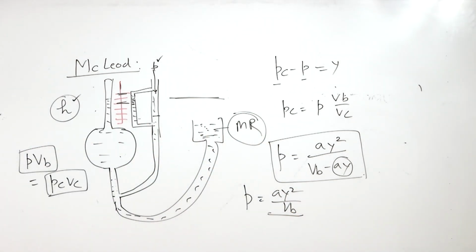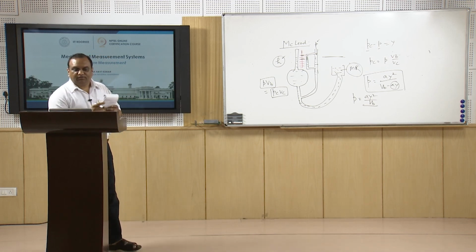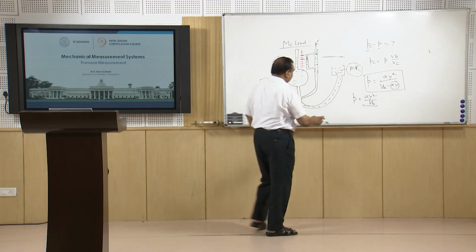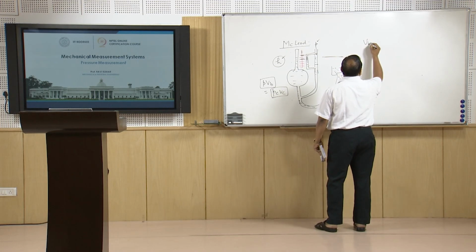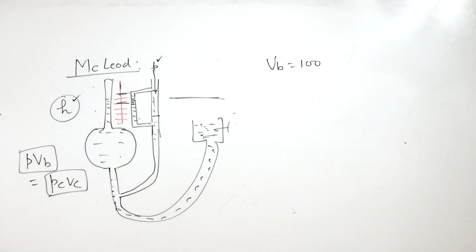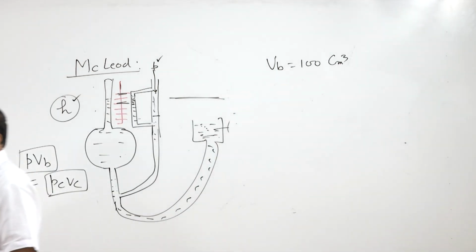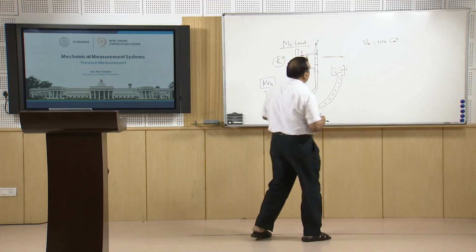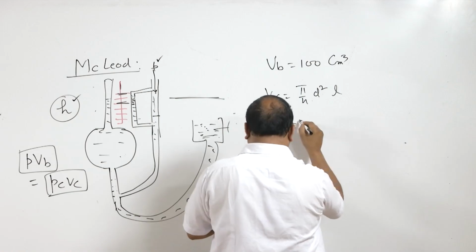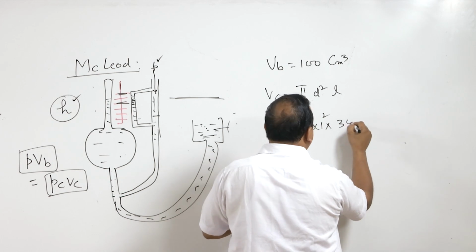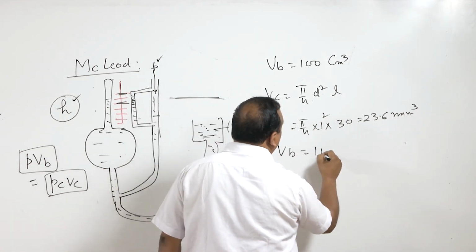Now to have a clear understanding of pressure measurement by the McLeod gauge, let us try to solve this numerical, which states that a McLeod gauge has a bulb volume VB of 100 centimeter cube. If a reading of 30 mm is there, then the volume of the capillary is pi by 4 d square L, which is pi by 4 into 1 square into 30, equal to 23.6 mm cube. The volume of the bulb is 10 to the power 5 mm cube.